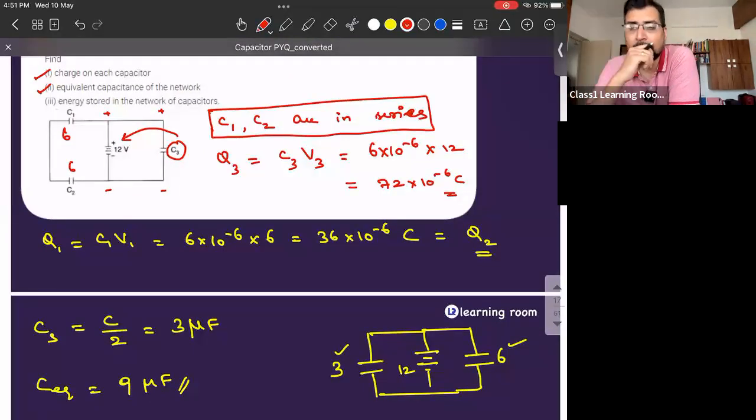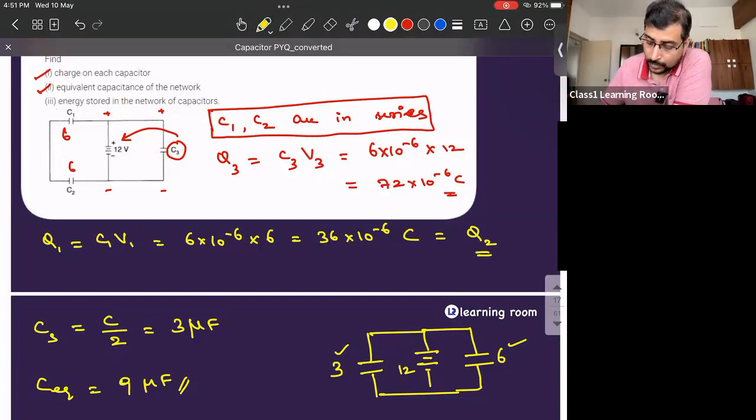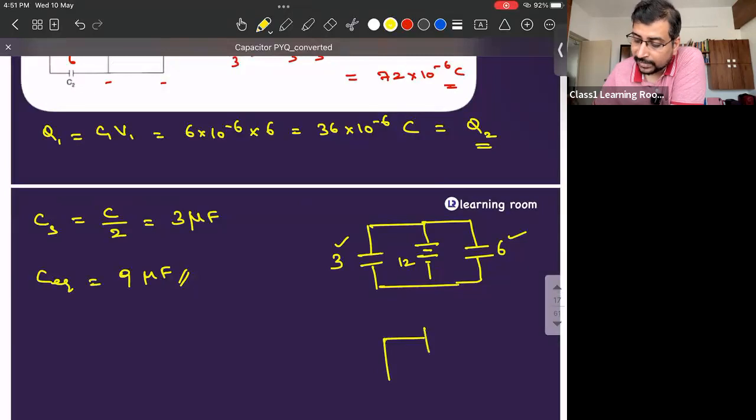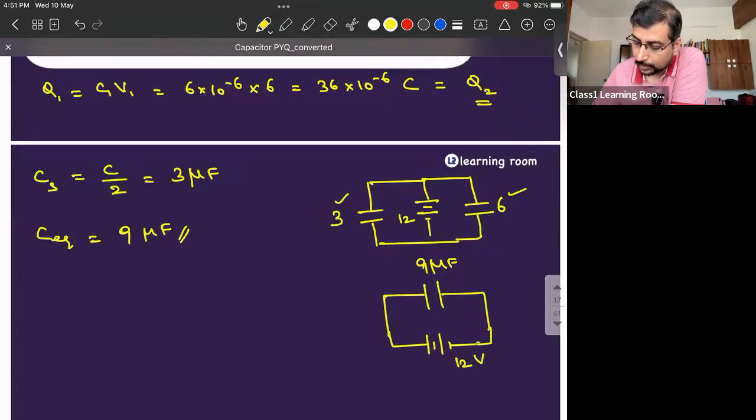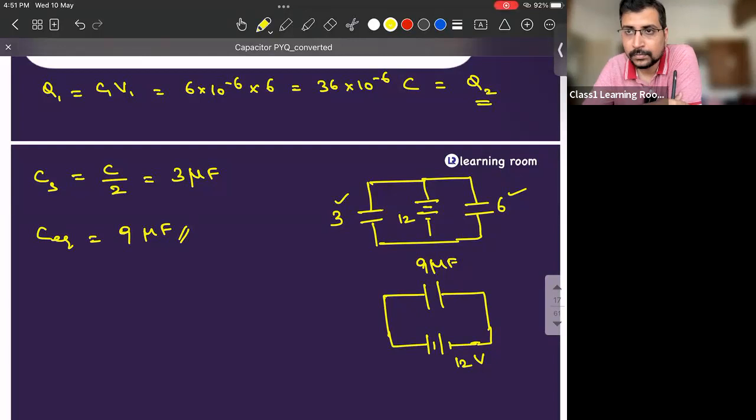Right. And the third part is energy stored in the network of capacitors. So how is the network replaced? The network is replaced as if there is a 9 microfarad capacitor connected across a 12 volt battery. So there is a 9 microfarad capacitor connected across a 12 volt battery.